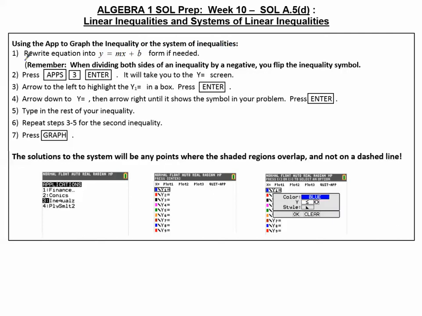Remember that first you must rewrite the equation into y equals before you can use your calculator. And remember, when dividing both sides of an inequality by a negative, you flip the inequality symbol. Let's highlight that so we remember to do that if needed. So like we've done in a previous packet, we're going to go to Apps 3, Enter to get to the Inequalz app. Let's practice this with our example problem.